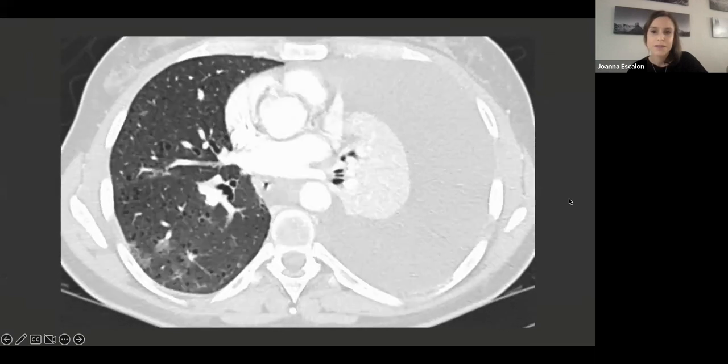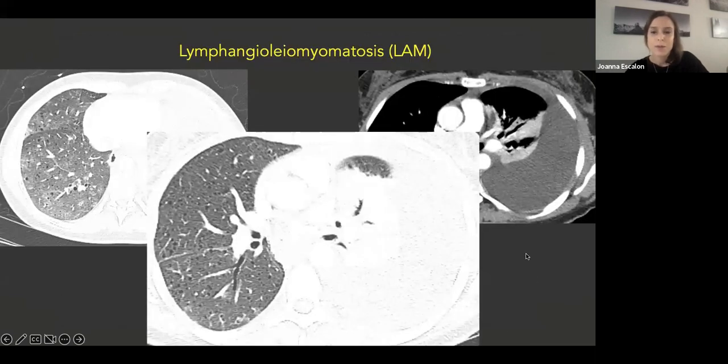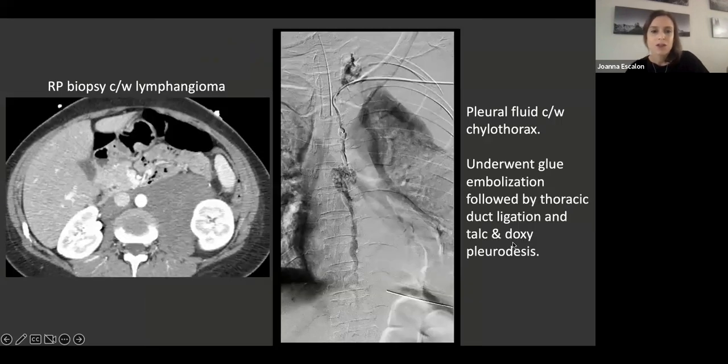Here it comes. This is lymphangioleiomyomatosis. And really, this is a slam dunk case. There are diffuse small cysts throughout the lungs and a large left pleural effusion, which is a chylothorax. And we'll go into detail about lymphangioleiomyomatosis. So this patient in particular did get a retroperitoneal biopsy that was consistent with a lymphangioma. The pleural fluid was tested and compatible with chylothorax. They underwent glue embolization followed by thoracic duct ligation and talc and doxycycline pleurodesis to help control that effusion.